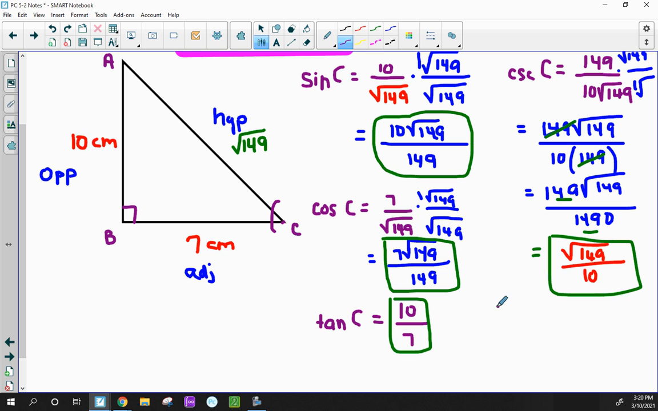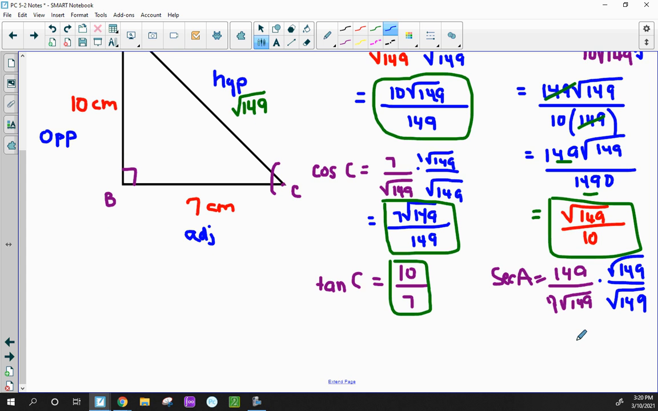Two more to go. We're going to do secant next. And again, just use your knowledge. Secant's the inverse of cosine. So if this is the cosine's answer, then it makes sense that we can just reverse the order of it. So we do 149 divided by 7 radical 149. And then we rationalize. So get used to these steps because they do show up often in some of these problems. All right, keep it rolling.